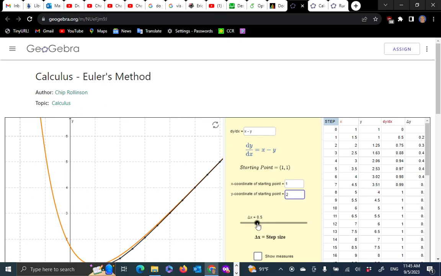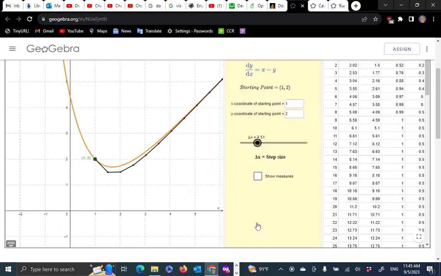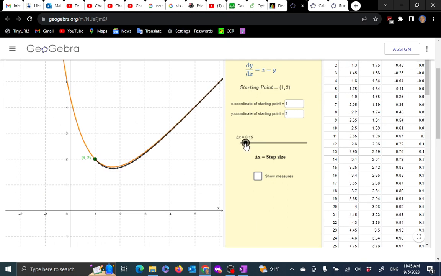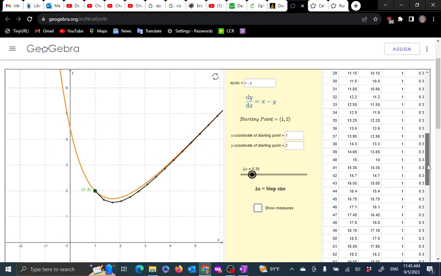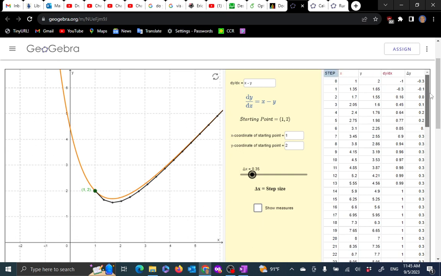And then delta x is what we called h or run or step size, so you can control it. It's a little bit hard to exactly match it. On the right hand side you see a table forming for you. This is step 0 where you're starting at, and then you go as far as, it looks like it goes 100 steps. That's more than enough for us.